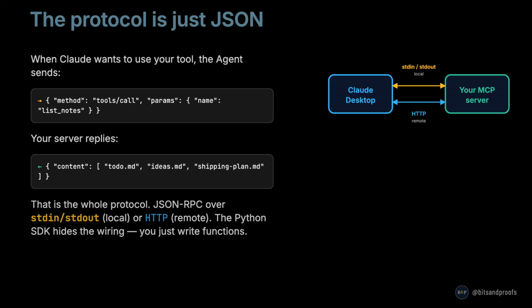JSON-RPC version 2, a two-way conversation. The agent calls your tools. Your server can also push notifications back asynchronously. For instance, when your tool list changes, so the agent picks up new tools without restarting. The transport is standard input and output for local servers, or HTTP for remote ones. The Python SDK handles all the wiring. You just write a Python function with a doc string. Let me show you.